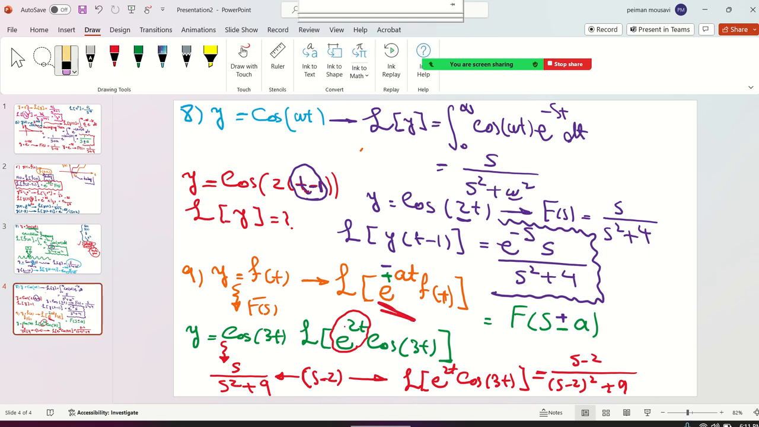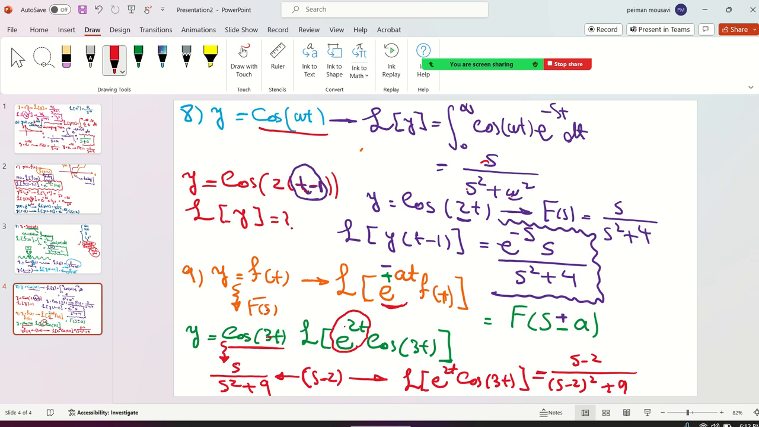If you multiply by the exponential term, you're going to change the s's to s plus a if this is minus, or s minus a if this is plus. So cosine 3t, based on whatever I taught here, is s over s squared plus omega squared. Omega is 3. 3 squared is 9, right? Clear until this point?